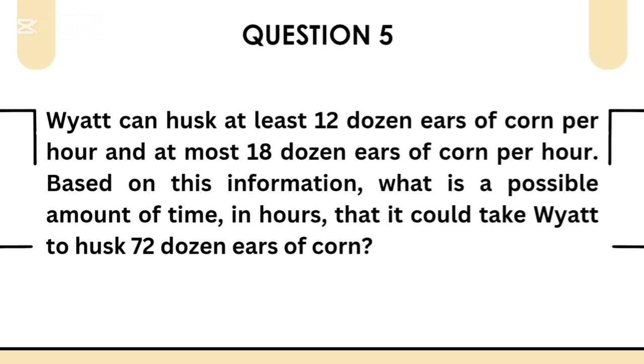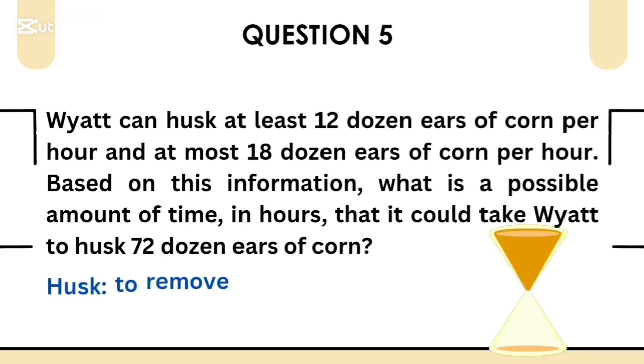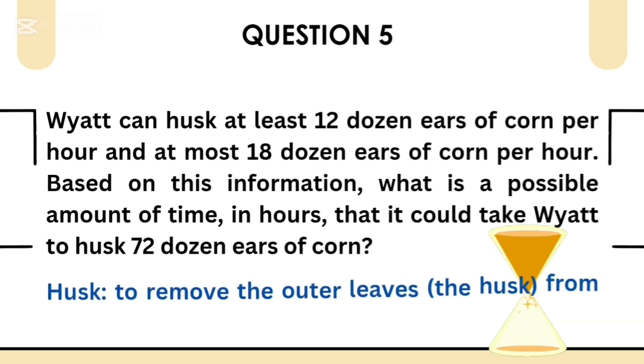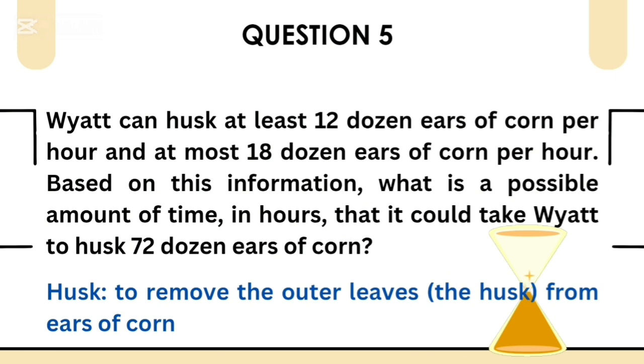Wyatt can husk at least 12 dozen ears of corn per hour, and at most 18 dozen ears of corn per hour. Based on this information, what is a possible amount of time in hours it could take Wyatt to husk 72 dozen ears of corn? Pause the video and attempt to solve the question on your own before reviewing the answer. I have attached the meaning of husk for reference if needed.